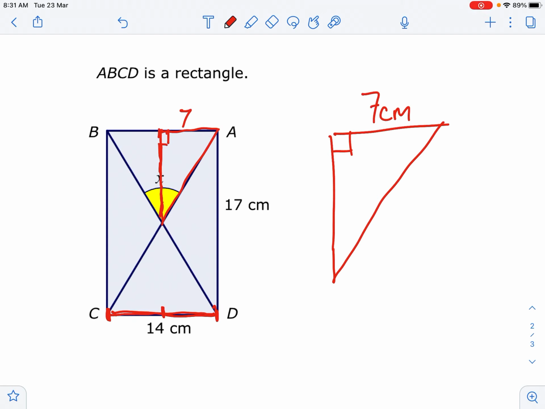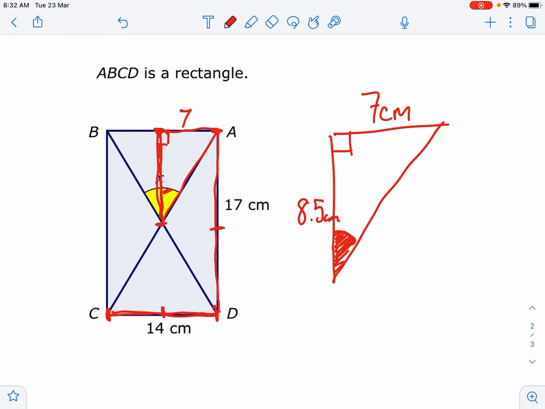And then I know that if this is 17 centimeters, what's halfway up there? So this length here is going to be half of 17. Half of 17 is 8.5 centimeters. And then it looks like we've got the basis for a trigonometry question. I've got a right angle triangle, I've got 2 lengths. Let's use SOHCAHTOA to find that angle.